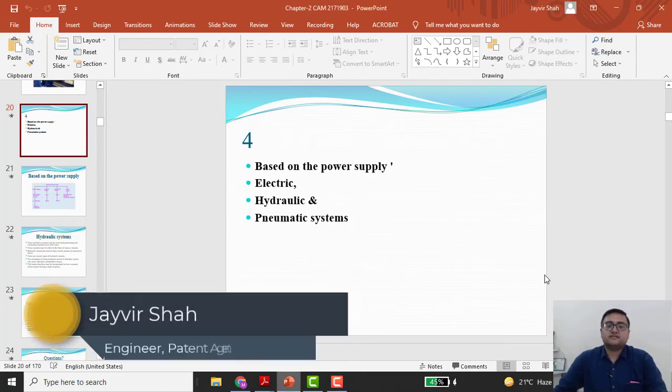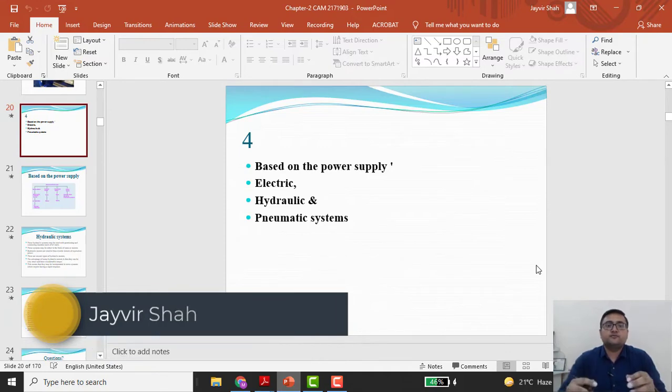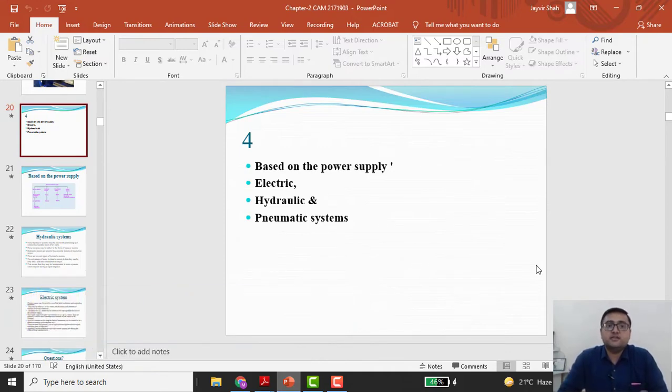Hello friends, myself Dr. Jayvir, and today we are going to learn about the fourth classification of the CNC machine tools. Previously we had already seen the three types of classification. The first one is based on the motion of the tool. There are two subcategories of the first type of classification, which are point to point type and contouring type.